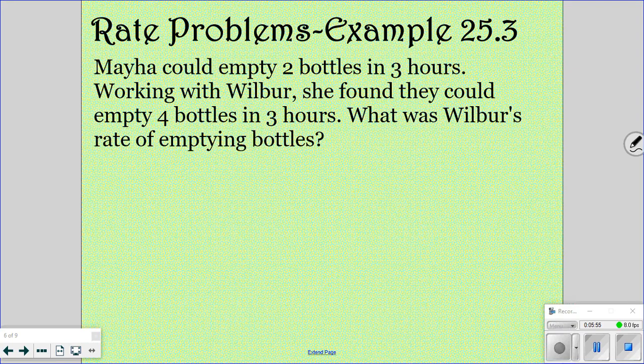Okay, now we're going to look at Maya and Wilbur emptying bottles. So we're going to use the same formula. RT of Maya plus RT of Wilbur equals the job. So Maya's rate was 2 over 3.